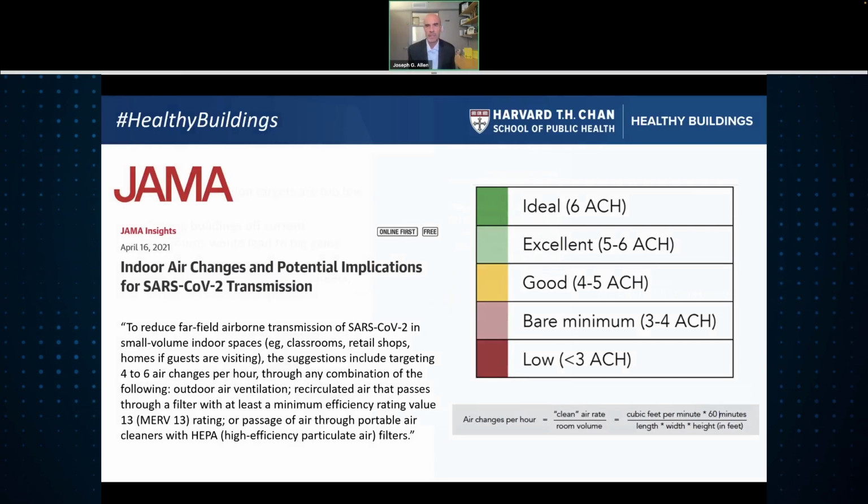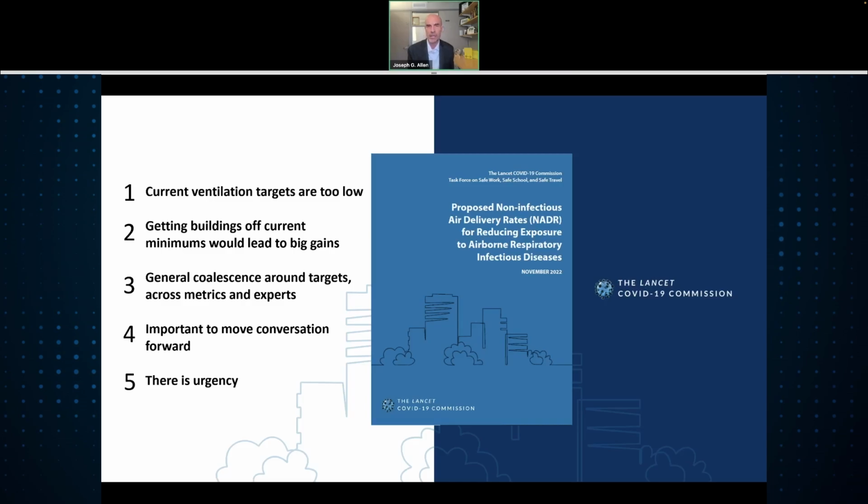During the pandemic, I was a commissioner on the Lancet COVID-19 Commission. I chaired their task force on safe work, safe school, and safe travel. I worked with wonderful colleagues all around the world. And we all agreed that the current ventilation targets are too low. Everyone agreed that the ASHRAE standard for acceptable ventilation was too low. And there would be major public health gains for increasing the ventilation rate targets.